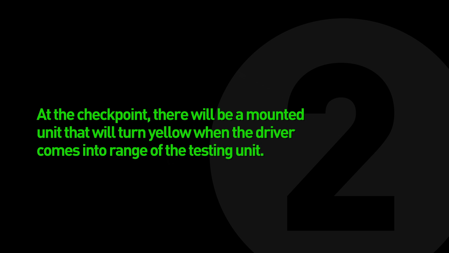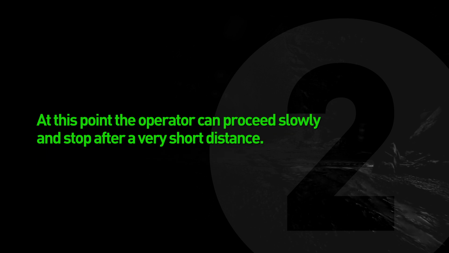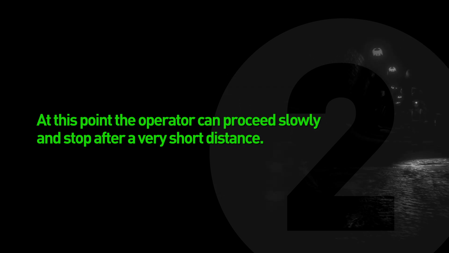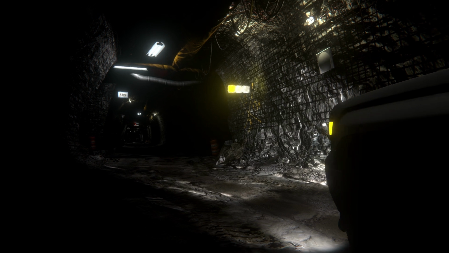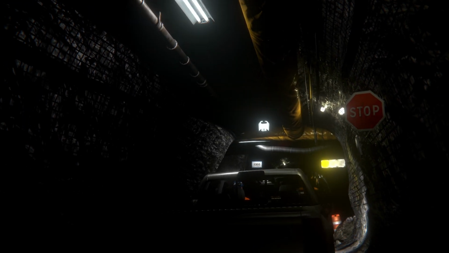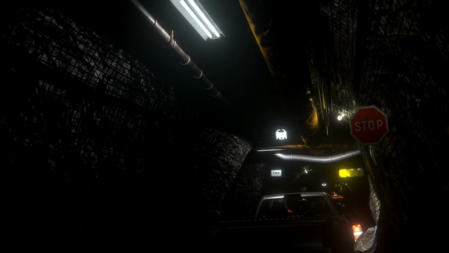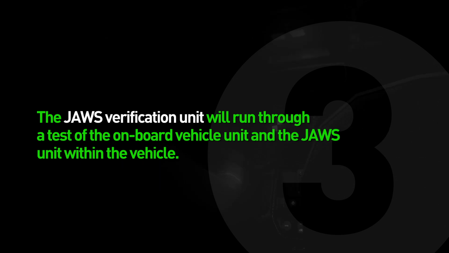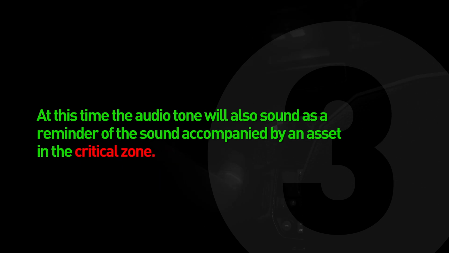At the checkpoint, there will be a mounted unit that will turn yellow when the driver comes into range of the testing unit. At this point, the operator can proceed slowly and stop after a very short distance. The J.A.W.S verification unit will run through a test of the onboard vehicle unit and the J.A.W.S unit within the vehicle. At this time, the audio tone will also sound as a reminder of the sound accompanied by an asset in the critical zone.